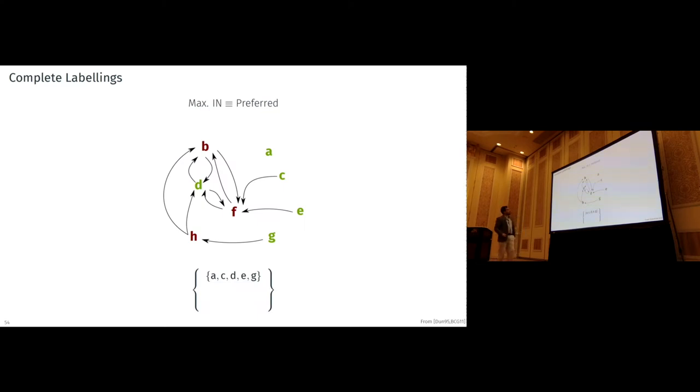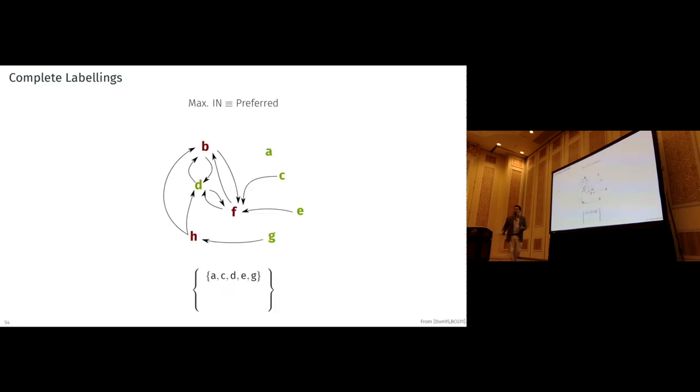So, coming back to this, by the way, this is also highlighting what is the complete labeling of an argumentation framework. But on top of these complete labelings, which have a one-to-one correspondence with the complete extensions, we can now define a preferred labeling that is maximal with respect to set inclusion in the in arguments.